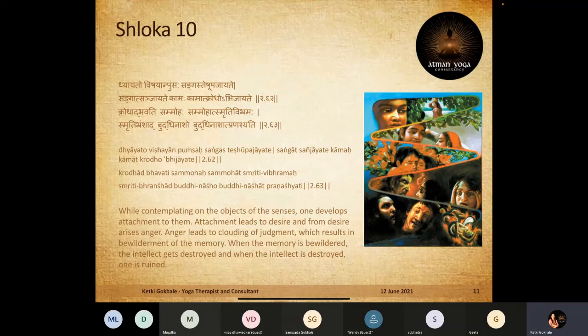Which results in bewilderment of the memory. The memory gets again into the illusion. When the memory is bewildered, the intellect gets destroyed. Our viveka, our discrimination or the discriminative power. And when the intellect is destroyed, one is completely ruined, degraded, destroyed.